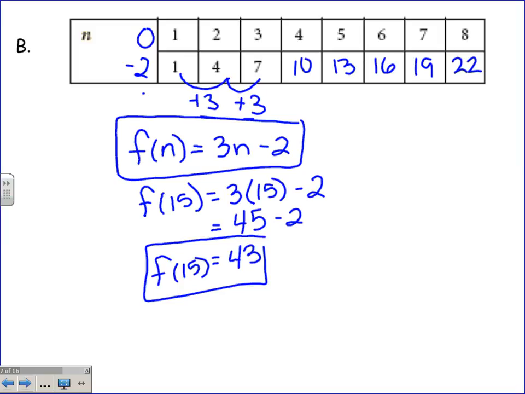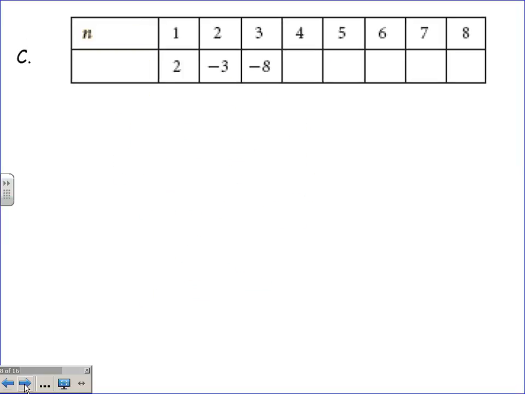That was about 90% of the class. I want 100% of the class. F of 15 equals 43. That was close. Who does not want to do the next one?